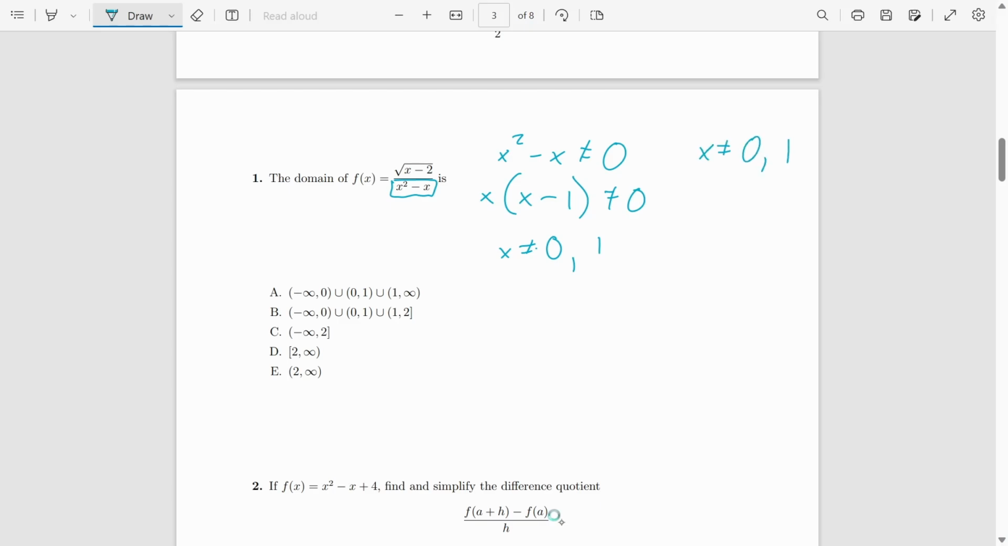Why is it in my little loading circle? That usually doesn't happen. Anyways.